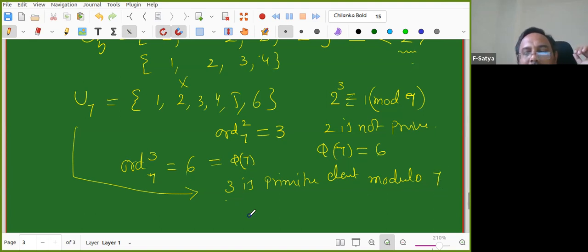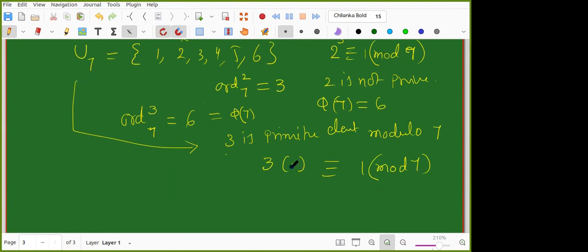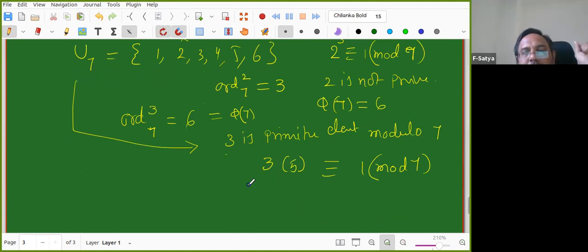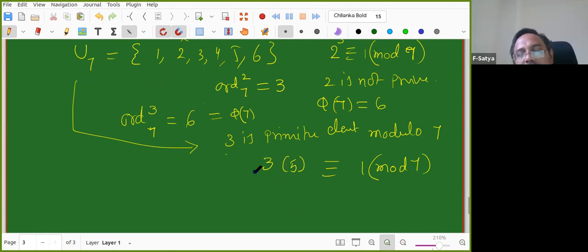Right? What is another element here which is also a primitive root, without actually computing? Now we can tell easily. What is the inverse of 3? 5. Okay, good. Now we can check 5 also works, because the orders of an element and its inverse are the same. And these are the only two primitive roots.